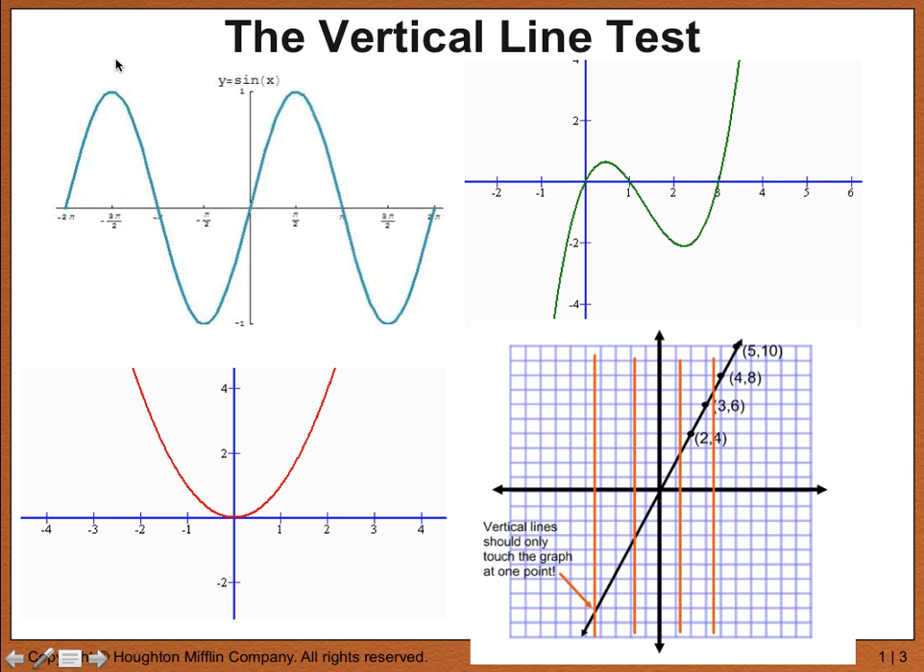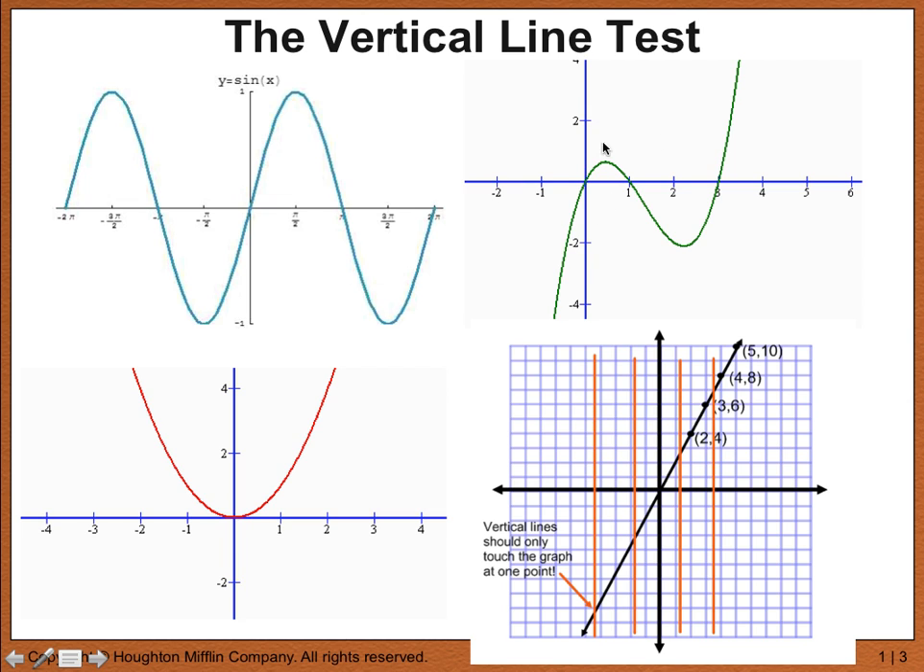Let's look at this first function here in the upper left. This is a sine wave, y equals sine x. If you follow where the cursor arrow is, I can trace the vertical line anywhere I want. Let's say I trace the vertical line right here at negative 3 pi over 2, just making a vertical line up and down. Well, that vertical line crosses the graph in only one point. And therefore, this is a function, because the definition of a function is that for each element in the domain, there is only one element in the range that's matched with it. So the sine curve passes the vertical line test.